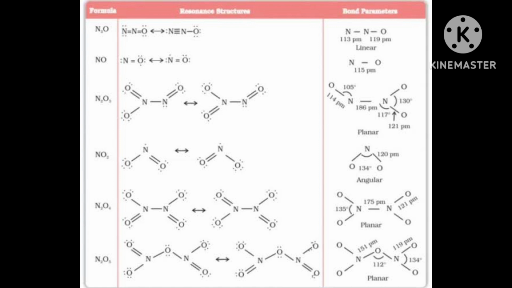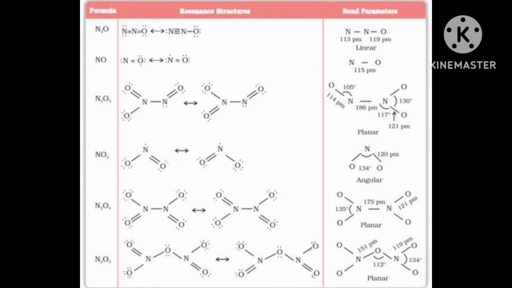Then 4 plus 2 plus 2, 8 electrons are there. Now that way, every atom has an octet, 8 electrons.